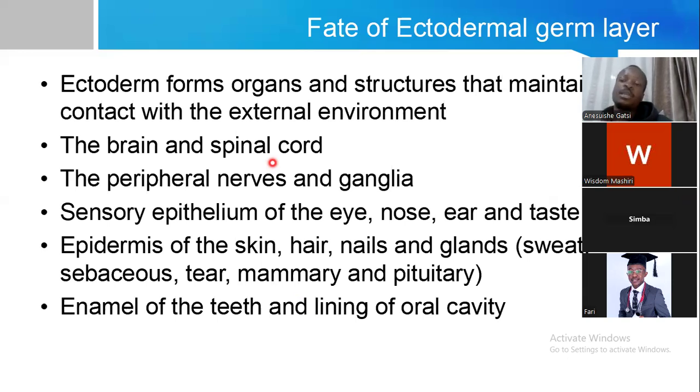So when you look at ectoderm in general, ectoderm is going to form organs and structures that maintain contact with the external environment. I remember back in the day, we used to have a misconception to say that structures that had stratified squamous are the ones that came from ectoderm. It's not entirely true. For example, you can look at the esophagus. So ectoderm is going to form structures that maintain contact with the external environment. For example, skin, right? That's one example.